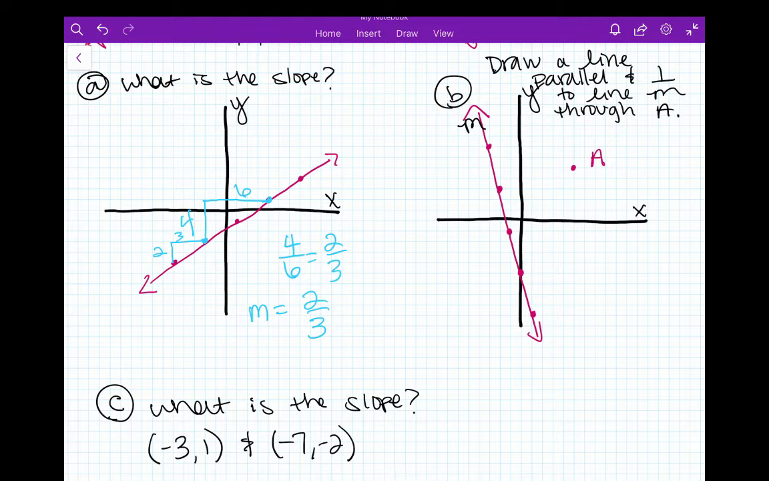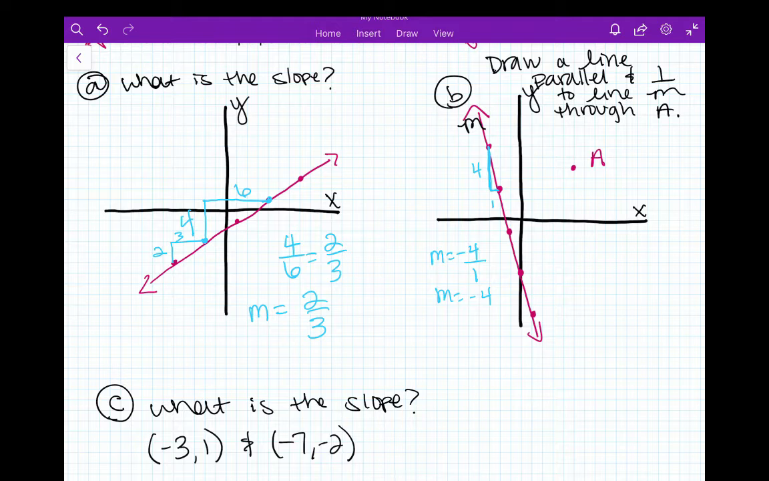Letter B says, draw a line parallel and perpendicular to line M through A. So the first thing I need to do is find the slope of M. So I'm going to go from here down to here. The rise is 1, 2, 3, 4, and the run is 1, but I notice that this line is falling from left to right. So my slope is negative 4 over 1, which is the same as just negative 4.